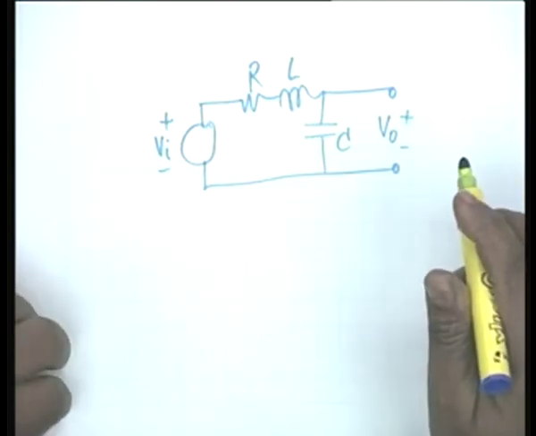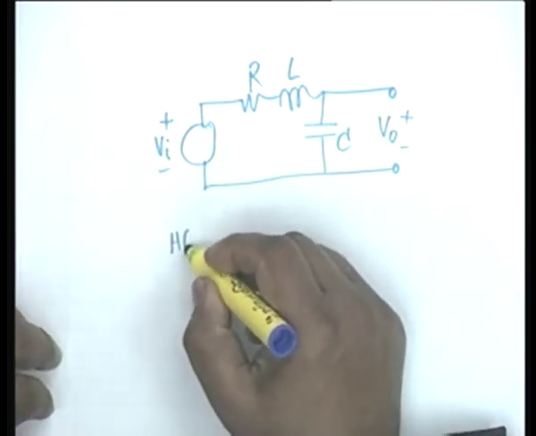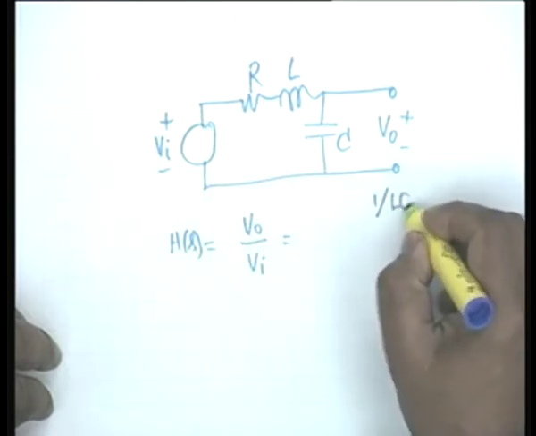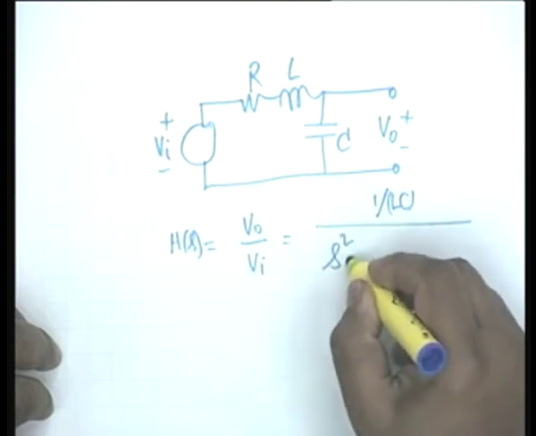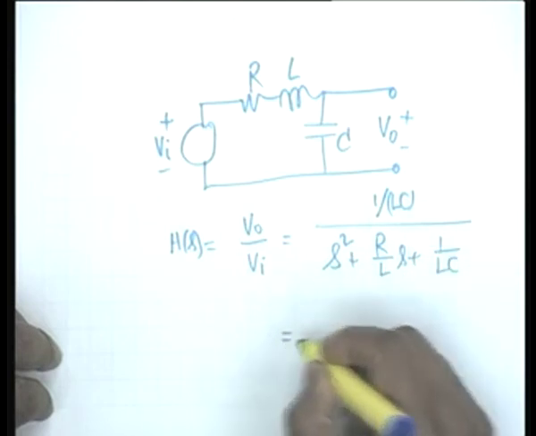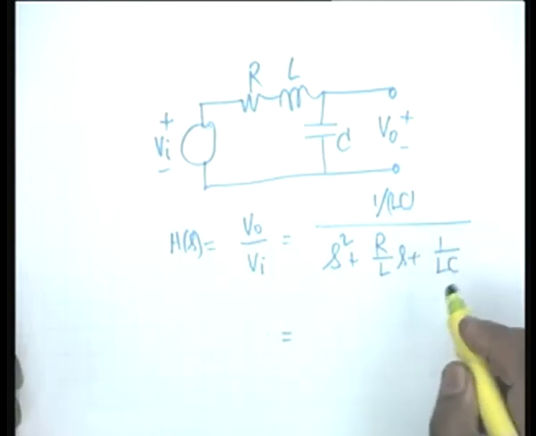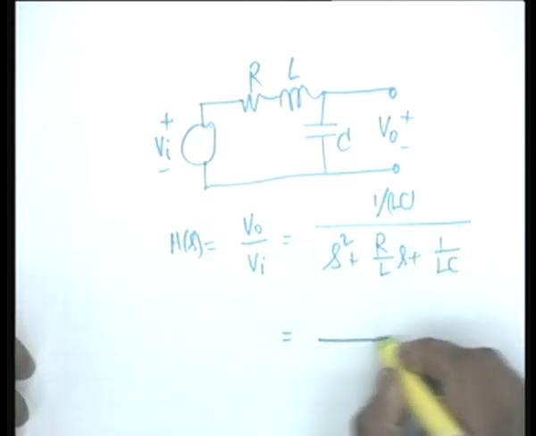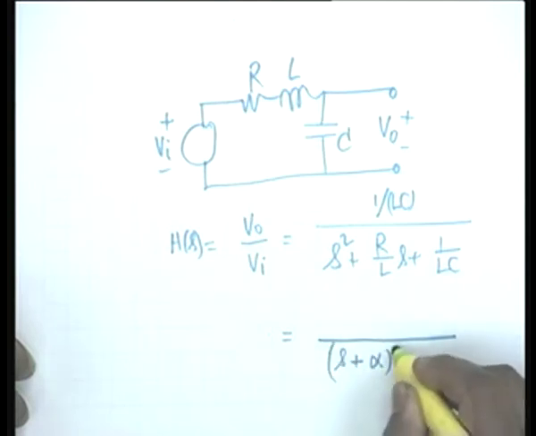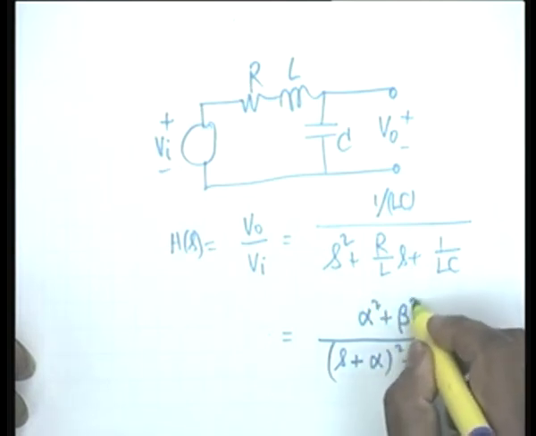It won't be the same response now. Response would be slightly different. But our transfer function, which is H(s) = V0 by Vi, we wrote it in the form 1 over LC divided by s squared plus R by L s plus 1 over LC, and we put this in terms of its poles and zeros as (s plus alpha) whole squared plus beta squared, and alpha squared plus beta squared.